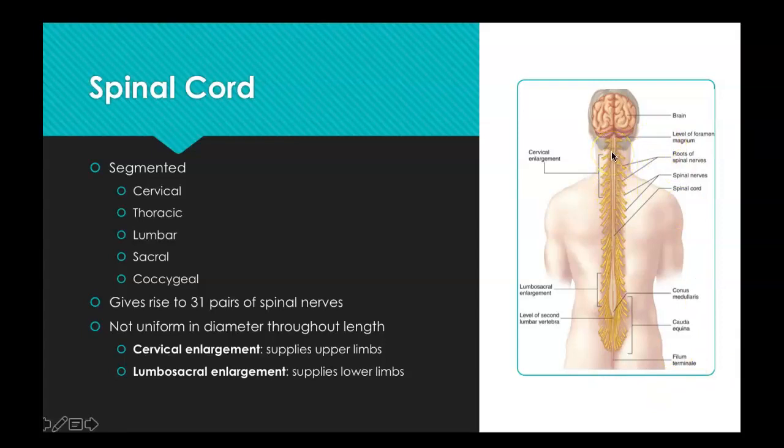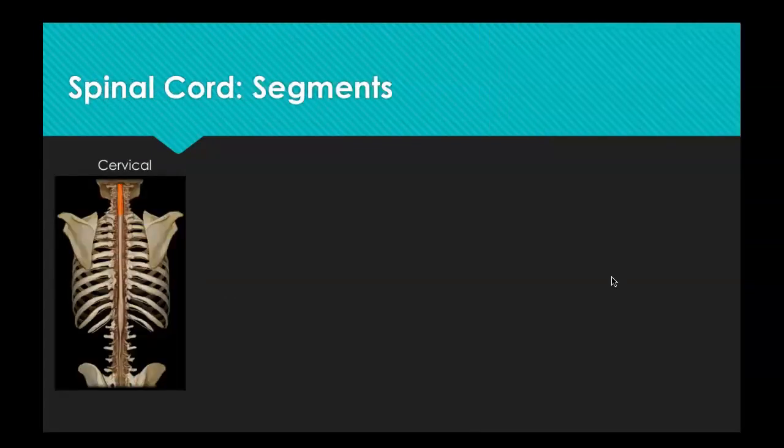And we also have the region more inferior, which is termed the lumbosacral enlargement. You will also have this described as the lumbar enlargement. It is still referring to the same segment of the spinal cord. So let's take a look at this as far as the different regions or segments.